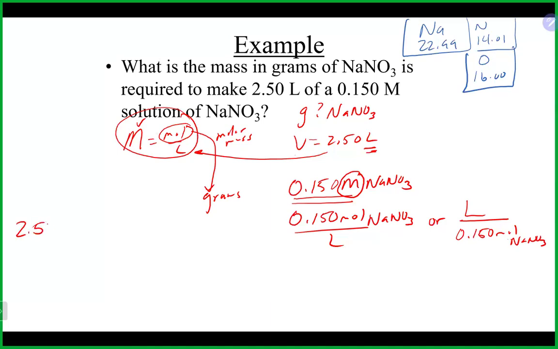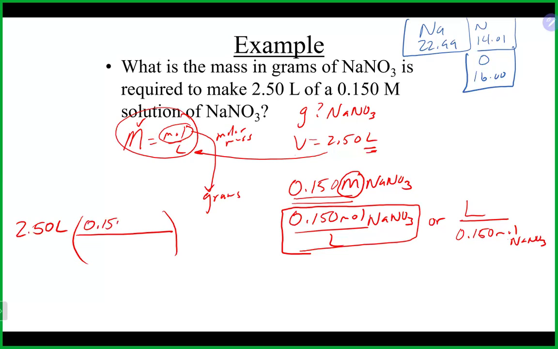So I do have 2.5 liters. I want to get rid of liters and end with moles. So I will use it as the conversion factor here, where liters is in the opposite position on the bottom. That is going to allow my liters to cancel, and that's going to leave me moles in this case. So that will be 2.5 times 0.15. Going to give me 0.375 moles of sodium nitrate.